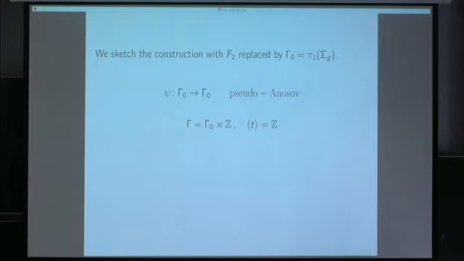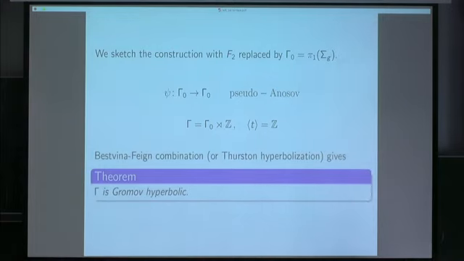So we have a pseudo-Anosov automorphism of the fundamental group of the surface, and we have the usual semi-direct product. And now we know that by Thurston hyperbolization, this is the fundamental group of a hyperbolic three-manifold. So for sure it's Gromov hyperbolic. But I want to emphasize that one can do things without using hyperbolization, without using differential geometry. So one can use instead Bestvina-Feighn combination theorem to show that this is Gromov hyperbolic.